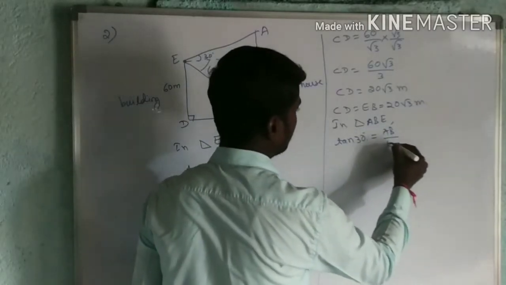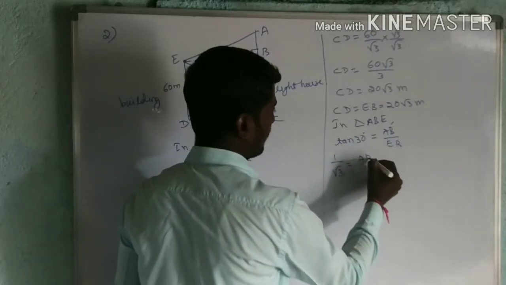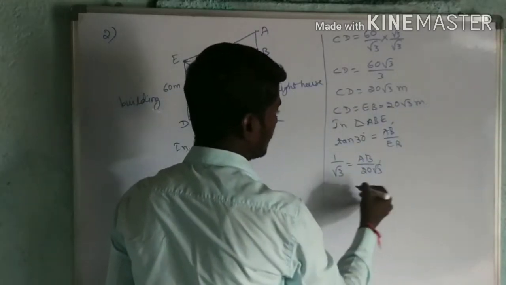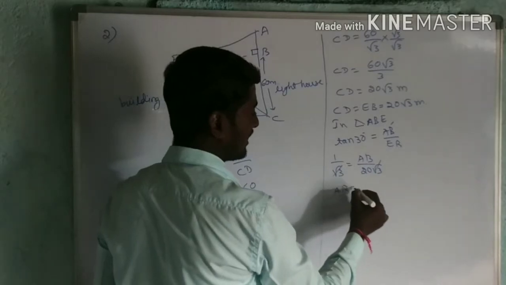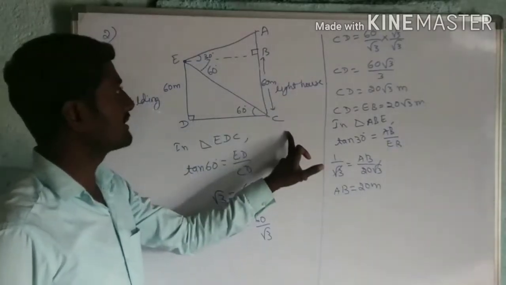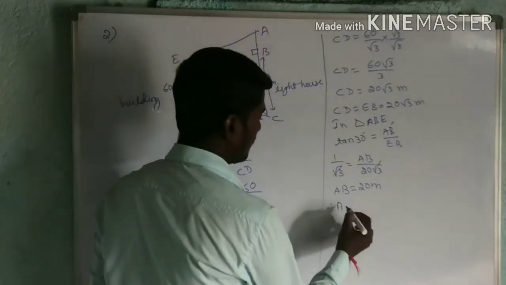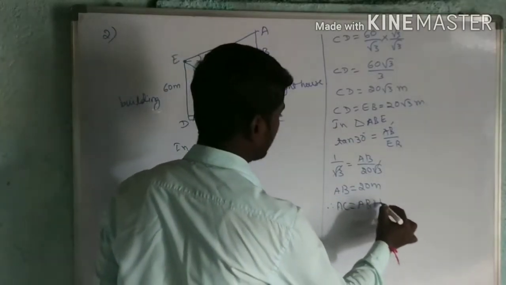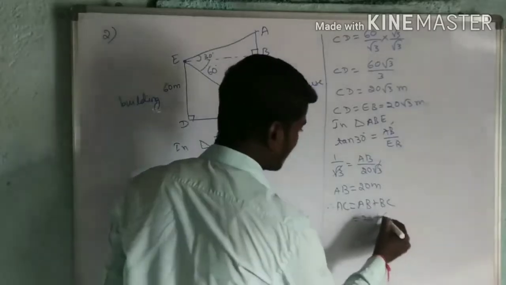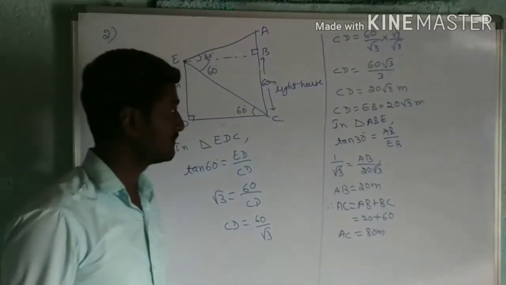Now tan 30 is 1 by root 3, equal to AB, which we have to find, divided by EB. EB value we just calculated, that is 20 root 3. Root 3 gets cancelled. By cross multiplication I will get AB is equal to 20 meter. Now AB is 20 meter, BC is 60 meter. Then I have to find AC. Therefore AC is equal to AB plus BC, so 20 plus 60. Here I am getting AC as 80 meter.